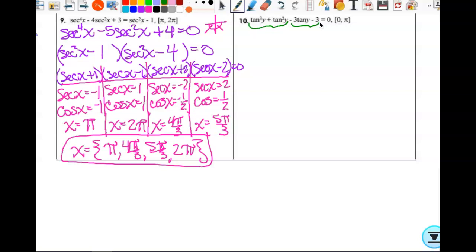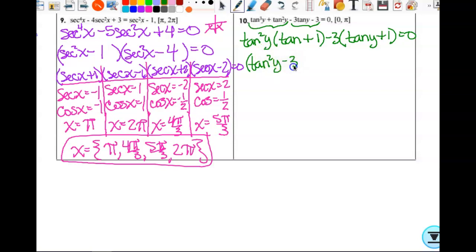So you're good. So in these first two, I can factor out a tangent squared. So I've got tangent squared y times tangent y plus 1. Out of the second two, I can factor out a negative 3. That leaves me with tangent y plus 1, and that equals 0. So then that means I have tangent squared y minus 3 times, I forgot my y there again, tangent y plus 1 equals 0.